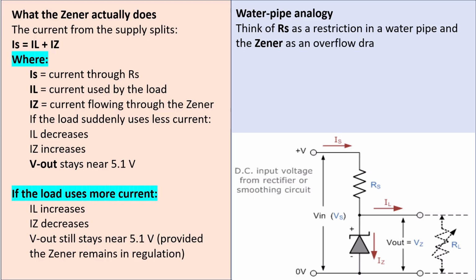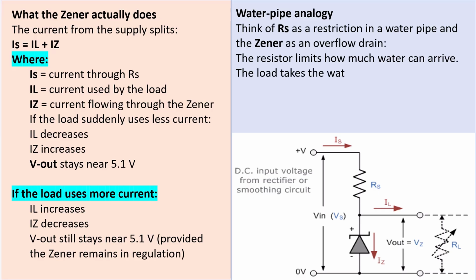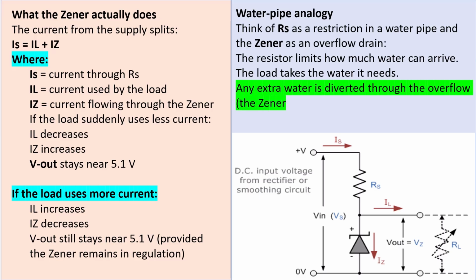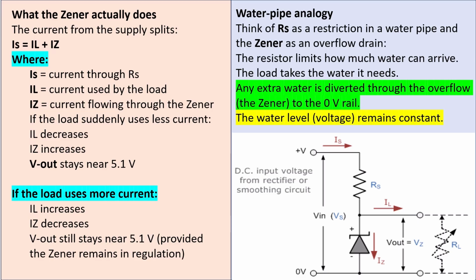Water pipe analogy. Think of Rs as a restriction in a water pipe and the Zener as an overflow drain. The resistor limits how much water can arrive. The load takes the water it needs. Any extra water is diverted through the overflow of the Zener to the 0 volt rail. The water level, the voltage, remains constant.